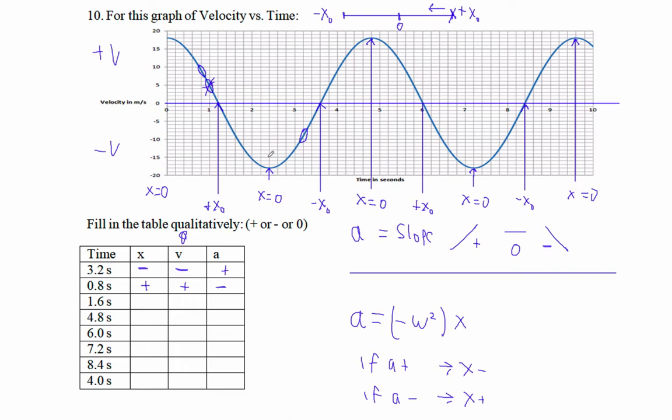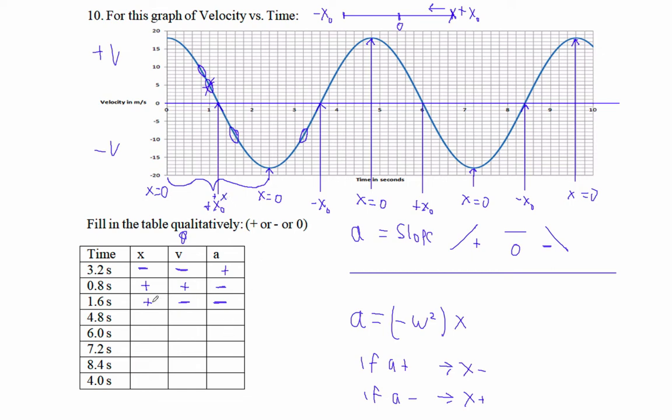All right, let's find 1.6 seconds. 1.1, 1.2, 1.4, 1.6 seconds. It's right there. So our V is definitely negative. We're below 0. And our acceleration is also negative, because this is a downward slope like that, right? So therefore, our X still should be positive. And indeed, we are in this little regime between here and here, which is all positive X's. That's all positive X.